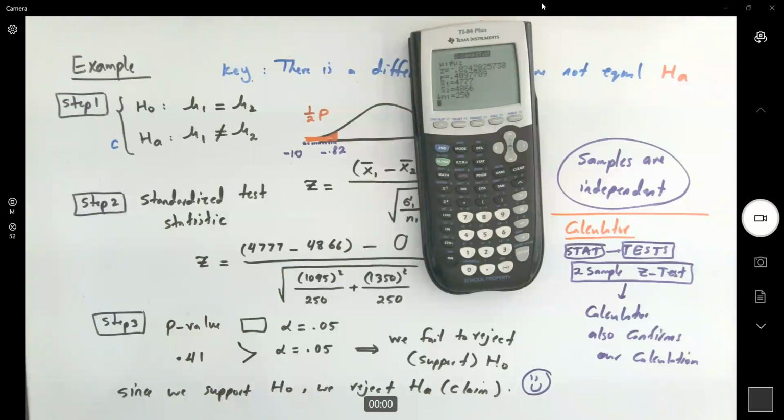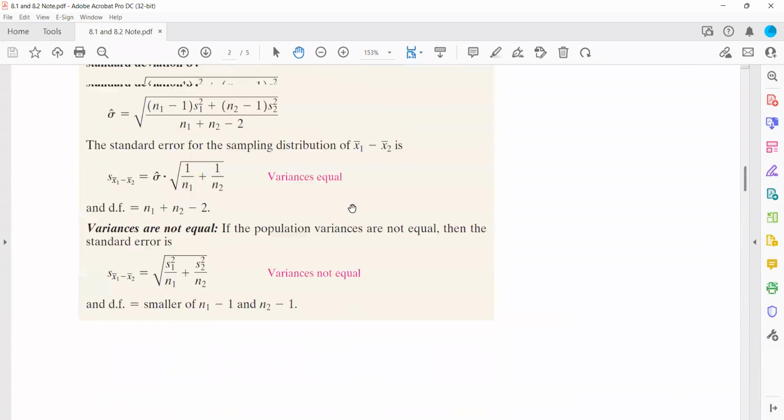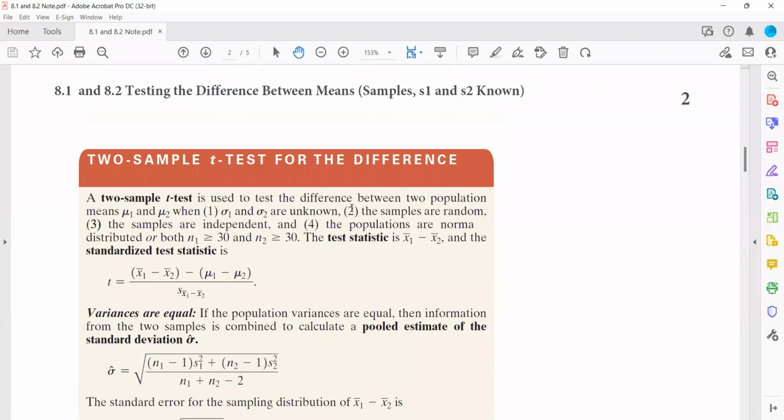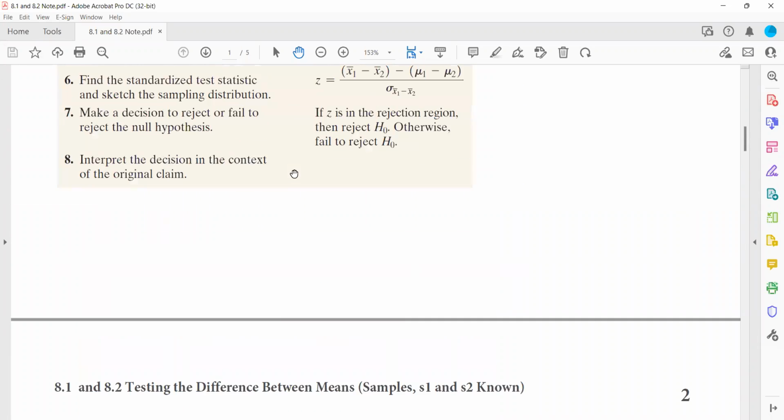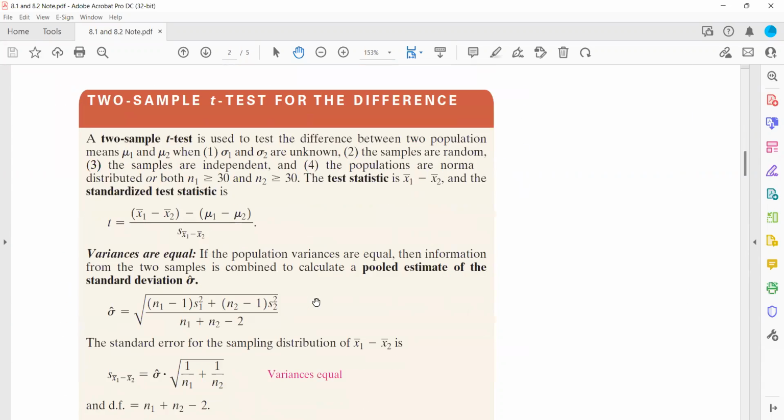Let's take a look at our note. So take a look at this scenario, this case. Two-sample t-test for the difference. Okay, we talked about the z-test. Now we're going to talk about the t-test.